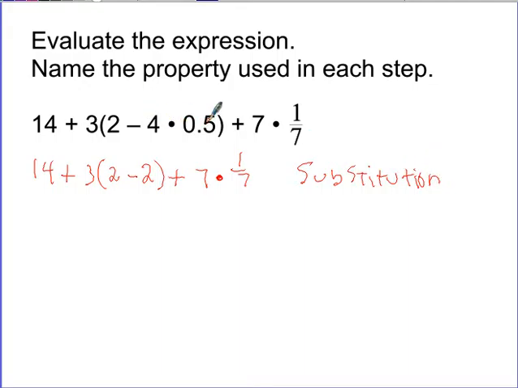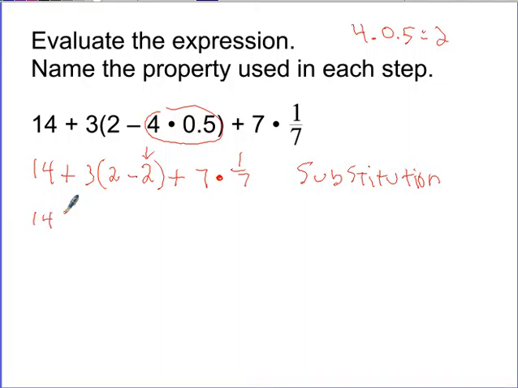4 times 0.5, if we just write that up here, 4 times 0.5, that equals 2, doesn't it? Okay, and the substitution property says that if you have two quantities that are equal, you can substitute one for the other. So I took this quantity right here and I substituted a 2 in for it. So that was substitution property. That's all we did. Does that make sense? Yeah. Okay, so now what step do I need to do, Annabelle? You have to do 2 minus 2. 2 minus 2 is inside the parentheses, I've got to do it next.